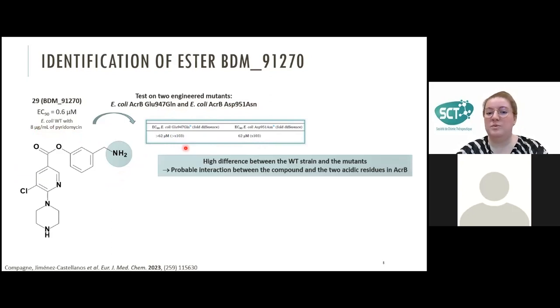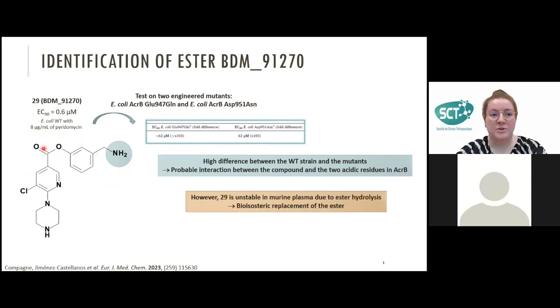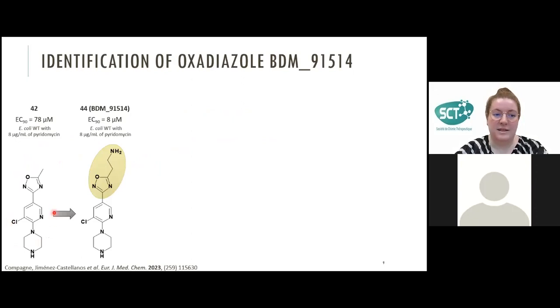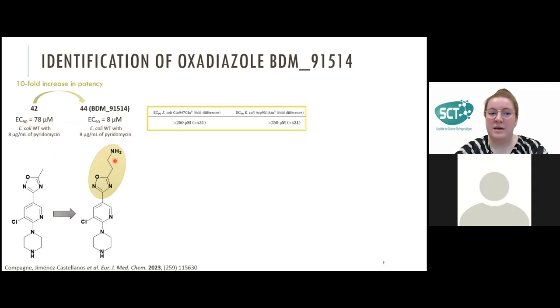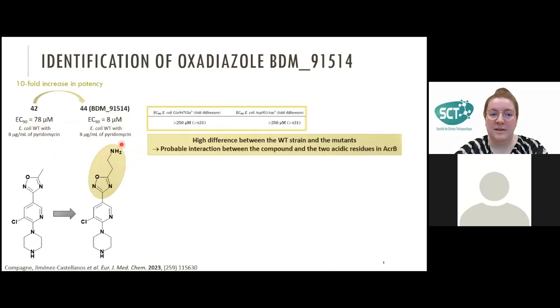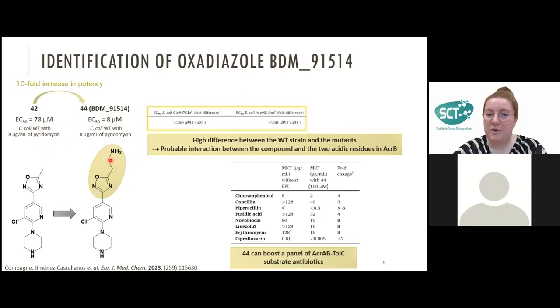However, this compound turned out to be completely unstable in mouse plasma due to the hydrolysis of this ester bond, so we then performed bioisosteric replacement of the ester linker. That's how we synthesized this oxadiazole here, 42, which was modestly potent. But when we introduce this amino chain on the compound, you can see that we gain a tenfold increase in potency. We once again tested this compound on our engineered strains, and you can see that it showed no activity on both strains without the acidic residues, meaning that, once again, this compound is able to interact with 2 of these acidic residues.